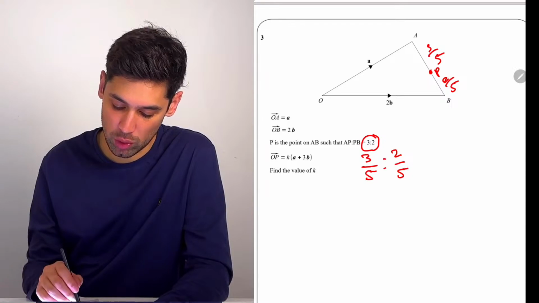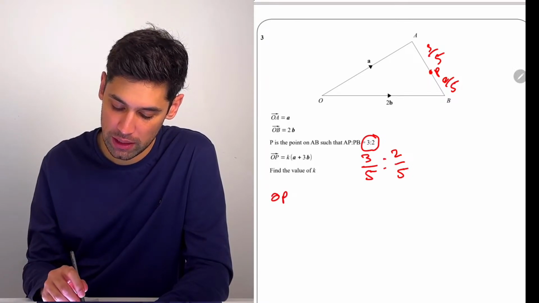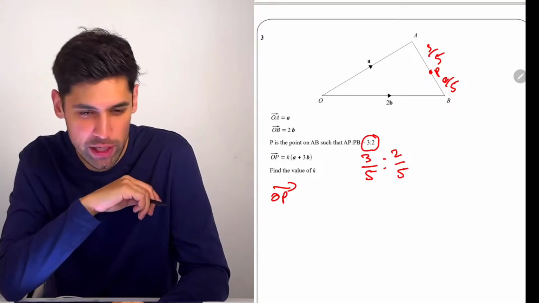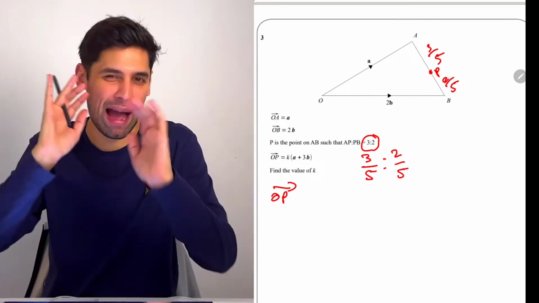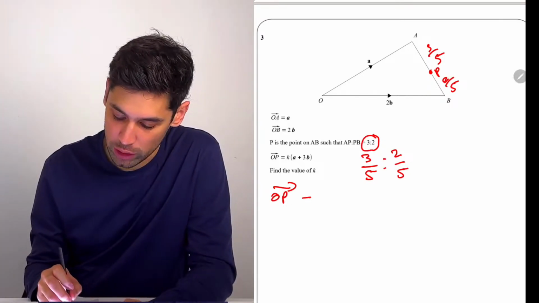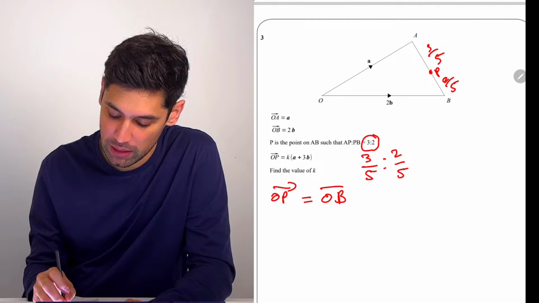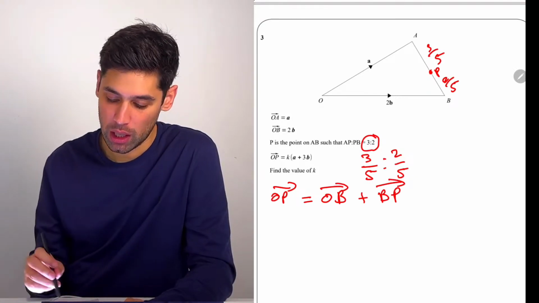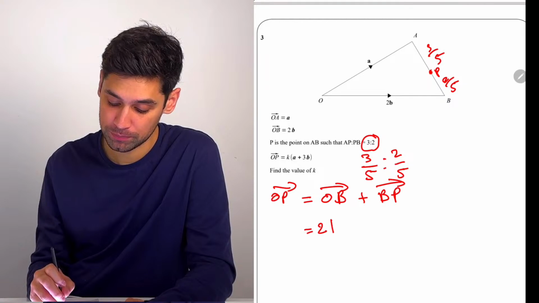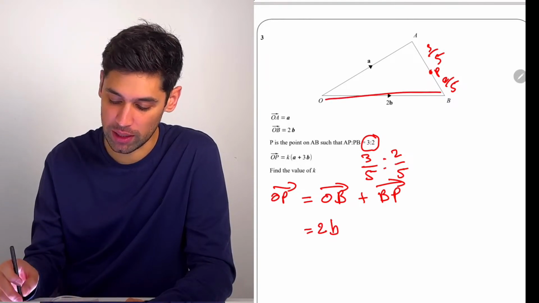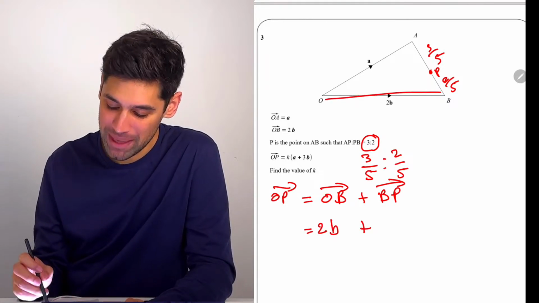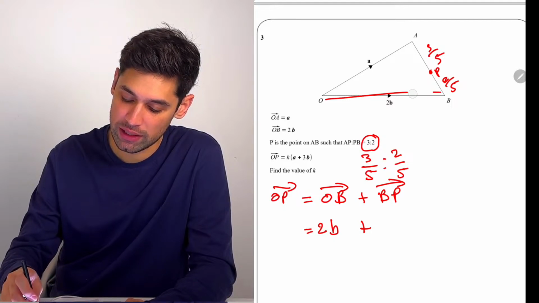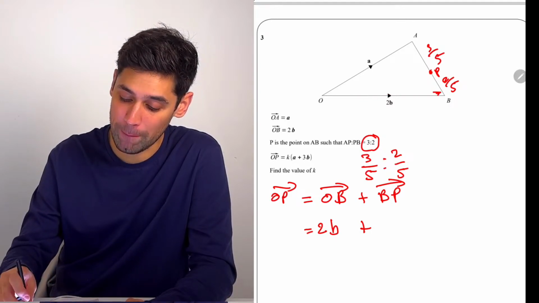OP, once again, we're going to define OP as going, I'll tell you what, let's do it the other way around. Just for you, Aisha, let's go the other way around, just to show how it's done. OP, we can do OB plus BP. Now, OB is going to be 2B, simply because of that line there. And then BP. So this is where it gets interesting. BP is going to be 2/5 of BA.